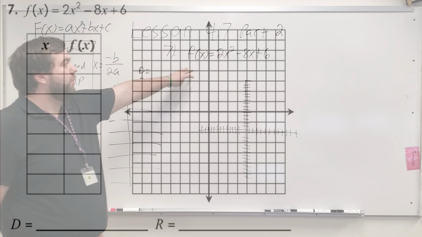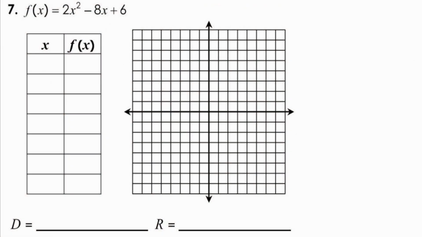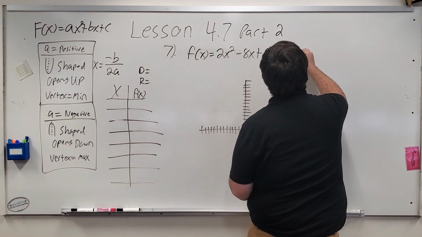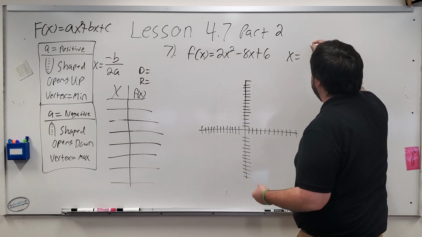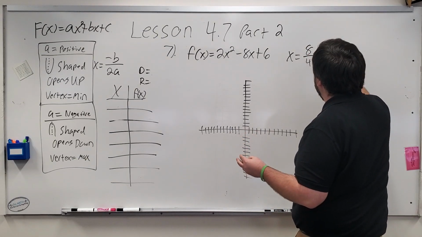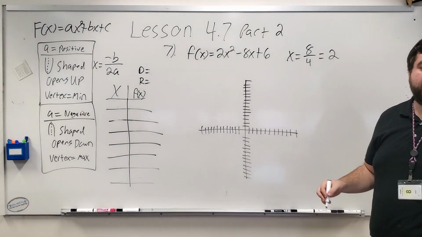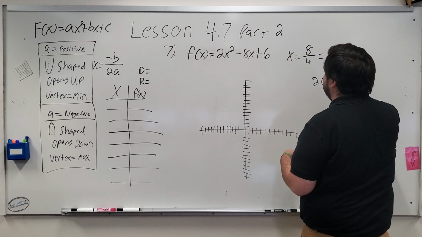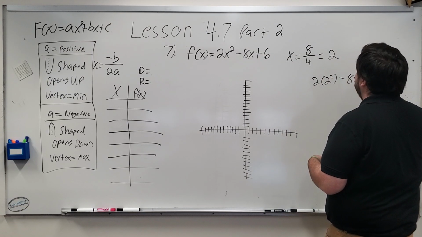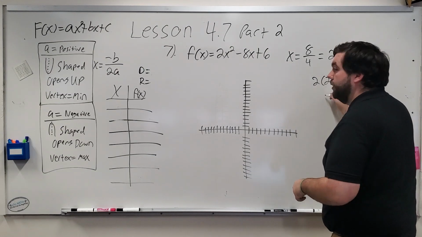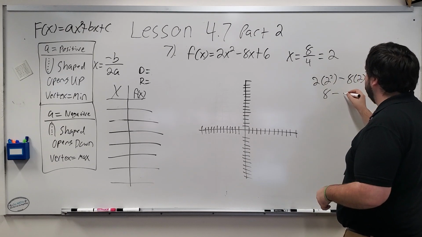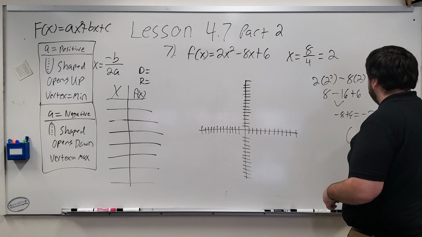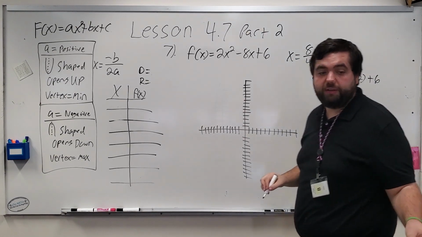All right, so let's move on to the next one. All righty, so on to number 7, we have f of x is equal to 2x squared minus 8x plus 6, right? So first thing we got to do, find our axis of symmetry. So we have x equals negative b, so negative of negative 8 is going to be positive 8 over 2a, 2 times 2 is 4, that is going to be equal to 2. All right, so I know my axis of symmetry is at 2. I then plug that in. So we get 2 times 2 squared minus 8 times 2 plus 6. 2 squared is 4, times 2 is 8, minus 8 times 2 is 16, plus 6, combine those, I get negative 8 plus 6, which equals negative 2. So my ordered pair of 2, negative 2 is my vertex.